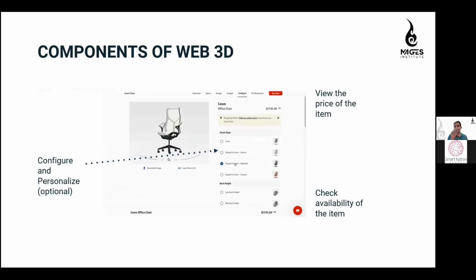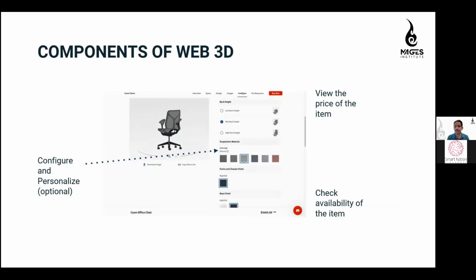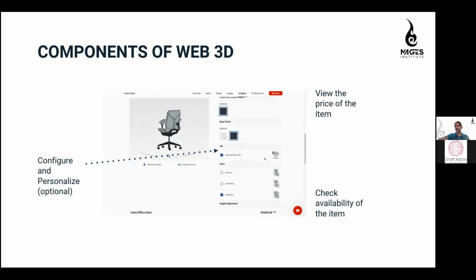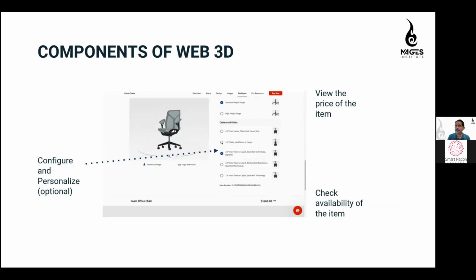When you start going into this element, I think this is basically the same thing of the components of a Web 3D. Configure, personalize, you can do the price of the item with configuration, without the configuration. That means you add some things, you check the pricing will increase based on what you have configured. And then you can check whether your item is available or not. That's the beauty of the Web 3D configurator now.